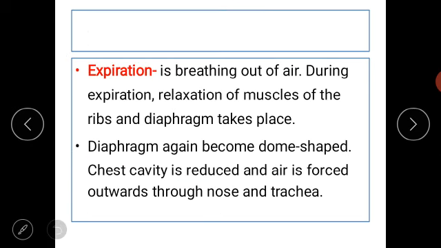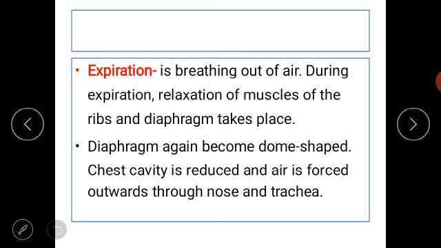Expiration is breathing out of air. What is expiration? Expiration is breathing out of air. During expiration, relaxation of the muscles of the ribs and diaphragm takes place. Expiration is the breathing process in which we exhale the air outside the lungs, and in that case what happens? The ribs again go back to their normal position.